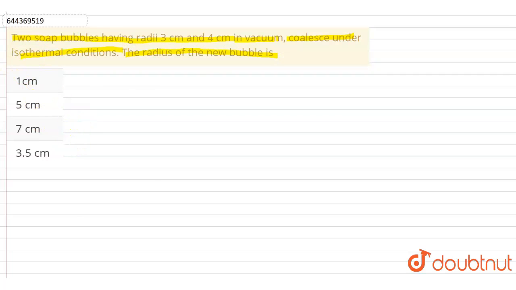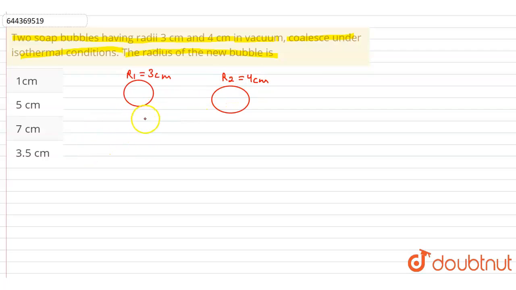So let's say this is bubble 1 having radius r1, let me write here, radius r1 is equal to 3 centimeter. Now let's say this one is the second bubble having radius r2 is equal to 4 centimeter.